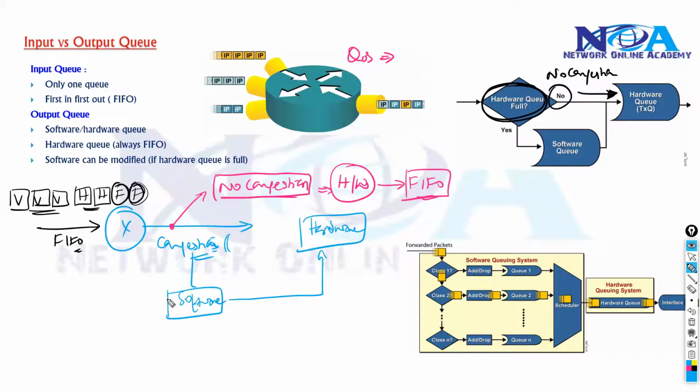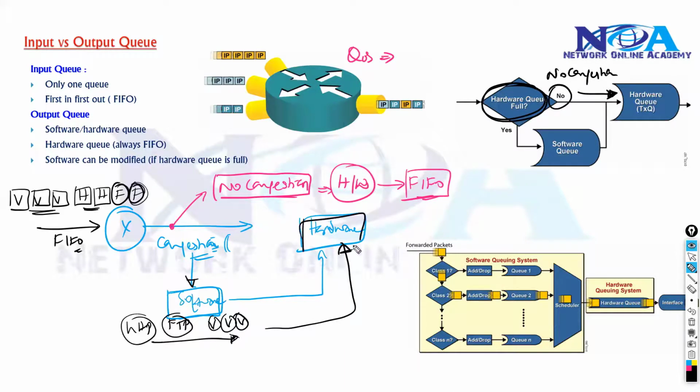Inside this software queue, we can rearrange your packets. As the packets are received, we'll say the VoIP packet should be sent first, and then your FTP packet, and then your HTTP traffic should be sent. So this is a kind of rearrangement of your packets. Once you rearrange, you will send them to the hardware queue and your packets will be sent. If there is any delay, most likely your HTTP packets may be impacted, but your priority packets will always be sent first. That's what we are trying to do in our congestion management mechanisms.